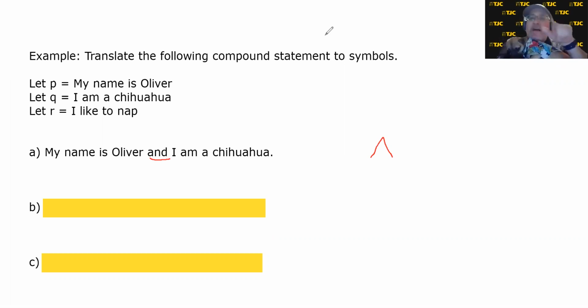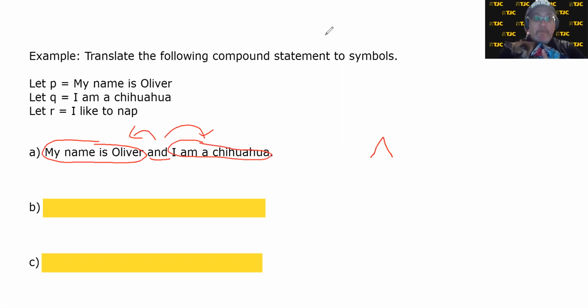All of your connectives will have one expression on either side of it, usually a single letter, but later it'll be more than that. So to figure out what to put on each side of the and symbol, the conjunction, if you will, literally look on the left and right sides of the word and. On the left side of the word and is the simple statement, my name is Oliver. On the right side is the simple statement, I am a Chihuahua. And how are we representing my name is Oliver with a lowercase p? And how are we representing I am a Chihuahua with a lowercase q?